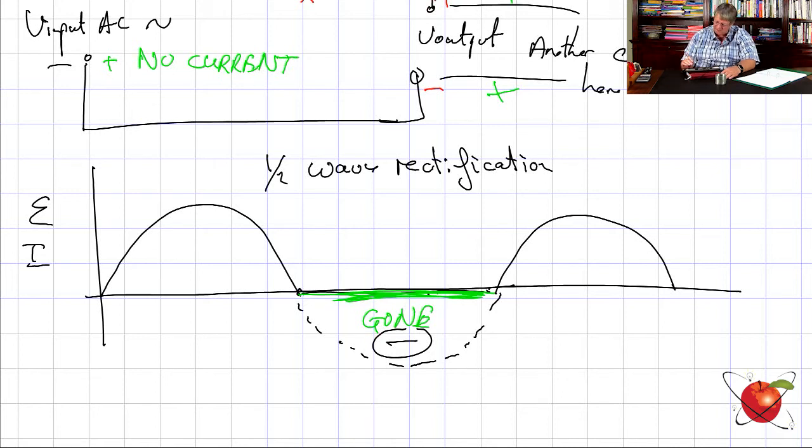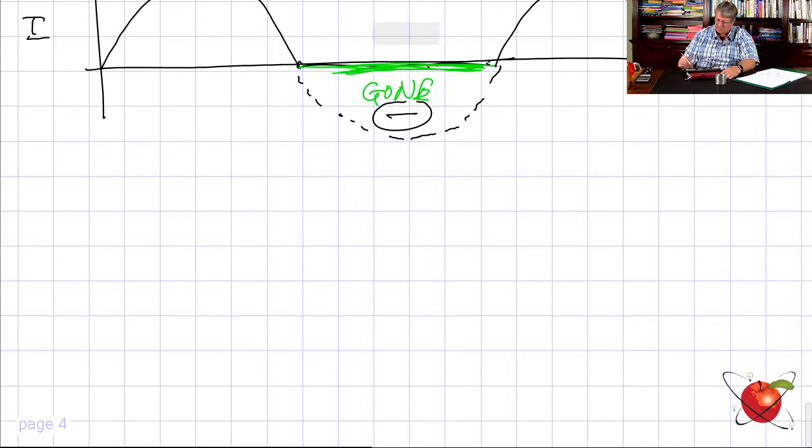So we say, all right, let's see if there's another way. Now I'm going to draw a diagram here, which is in most books. Here's our V input and it's AC, so it's a plus and a minus, and I'm going to change it right now to minus and a plus. Now I'm going to put the circuit in.